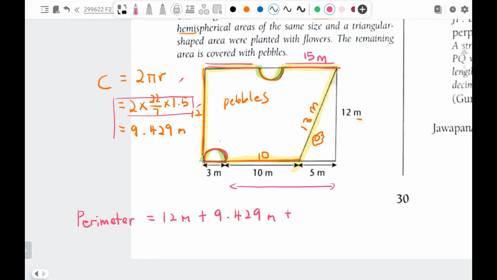Okay, so this one is right already. Then 10 plus 13 plus 15. And to avoid careless mistake, make sure all sides are included. Okay, from here, one by one. Okay, then just add up. You will get the answer.